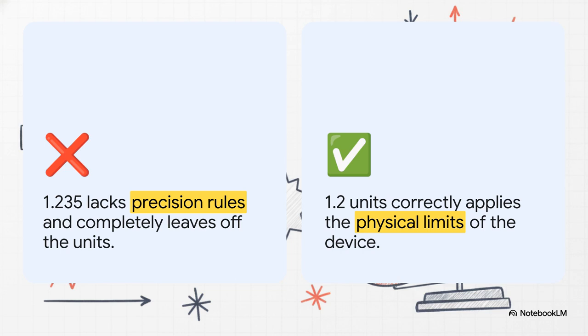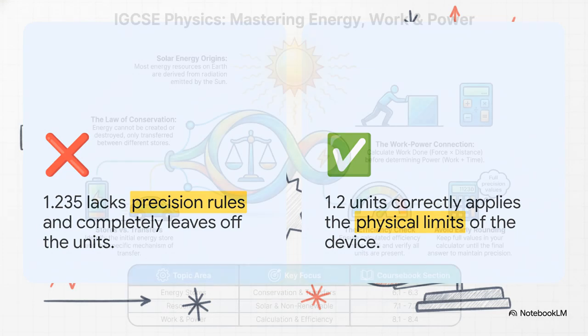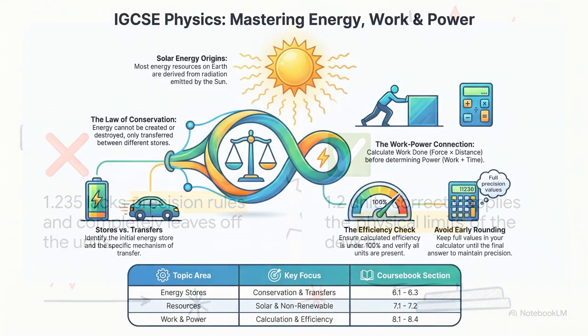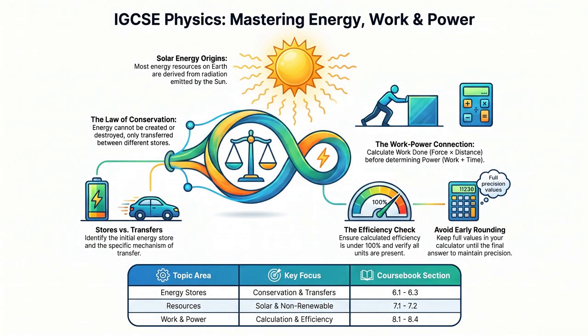Perfection. It correctly applied the rules. If the lowest significant figures of the raw data was 2, they looked at the following digit in 1.235, which is that 3, and since it's under 5, they rounded down perfectly to 1.2. And they included the units.